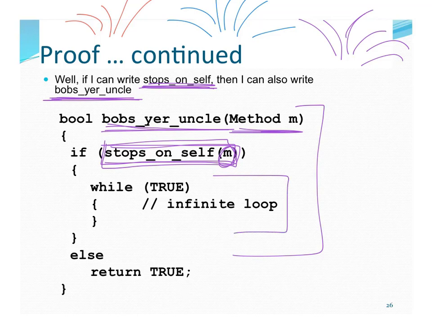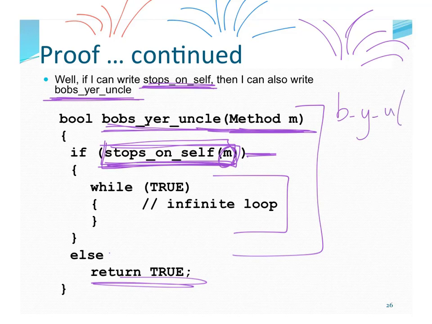Sneaky, huh? And if I have a method that doesn't stop on itself, so for example, if I run Bob's your uncle on Loopy, well, Loopy does not stop on itself, so it'll go to else and it will just return true. So if I run Bob's your uncle on stopper, it'll end up in an infinite loop. And if I run Bob's your uncle on Loopy, it will stop, right?